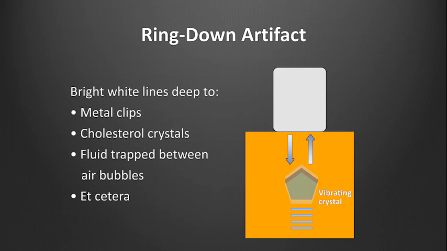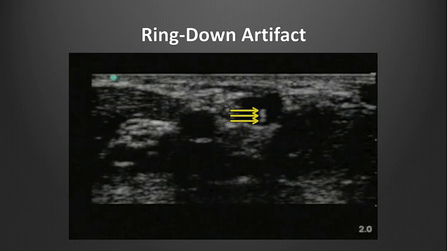Ringdown artifacts appear as bright white echogenic lines extending deep to metal clips or foreign bodies and certain other tissues. They can be a clue to the point-of-care user searching for a metallic foreign body in soft tissue. Clinically, we most often see ringdown artifact when we place a needle or catheter in a vessel, and it does not appear as a sharp point, but rather a point with a white tail emanating downwards from the metal needle tip, as shown here with the yellow arrows.